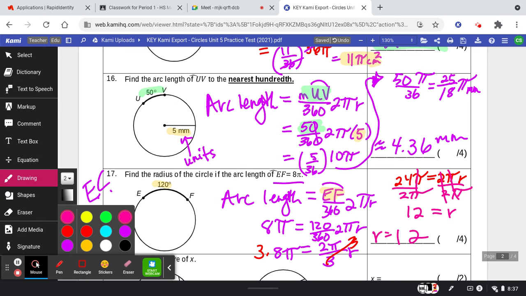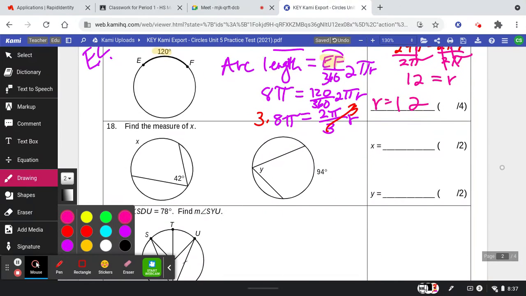This is an extra credit on the test. Feel free to skip it and go back to it if you have time. Finding the radius going backwards.